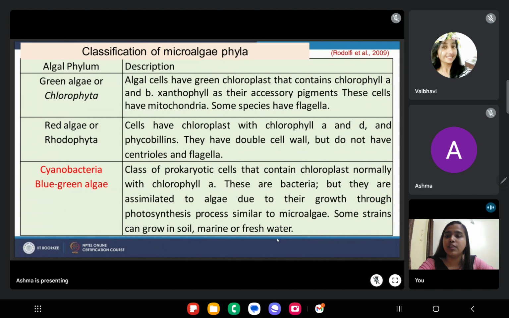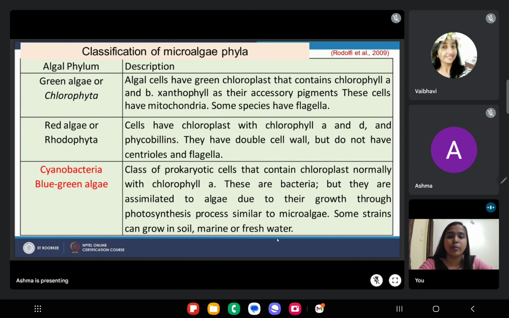Next is red algae or rhodophyta. They have chloroplast with chlorophyll A and D, and phycobilins. They have double cell wall but do not have centrioles and flagella. Next is cyanobacteria or blue-green algae. Basically, these are not algae. They are prokaryotic bacteria, but they can produce their own food. They are autotrophic. That's why they are also called blue-green algae.